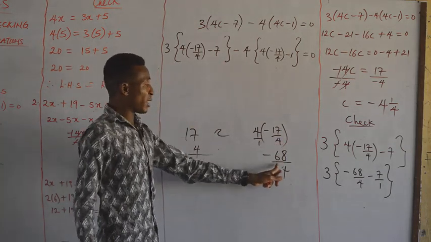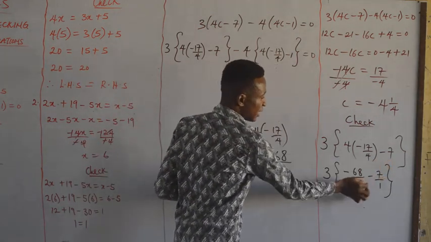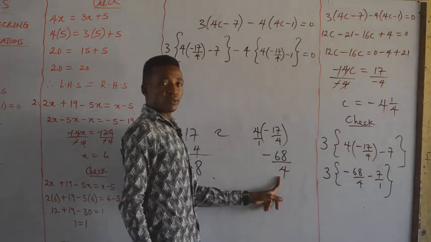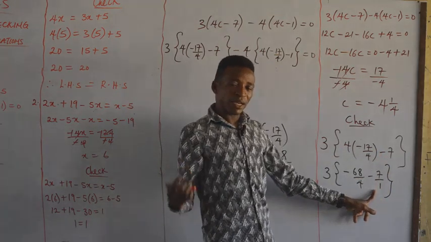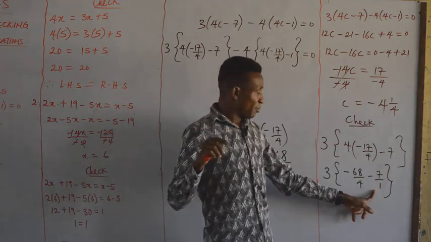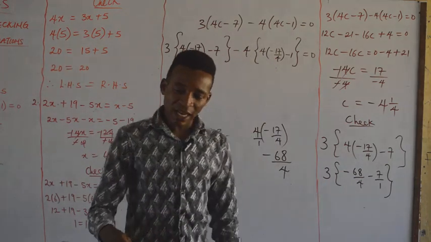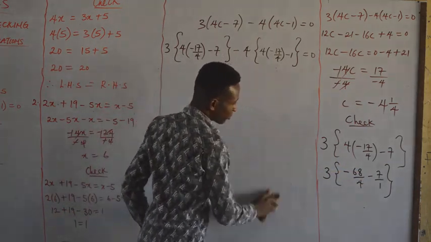So that was how we got the minus 68 over 4. So here now, I replace it by what is inside this place. That means 4 into bracket minus 17 over 4. We've gotten that as minus 68 over 4. So I wrote it here. Now, minus 7. I wrote it here. Now, minus 7 is not just standing alone, it's standing as minus 7 all over 1. Now, I've done that. But I am still not done with the brackets there.